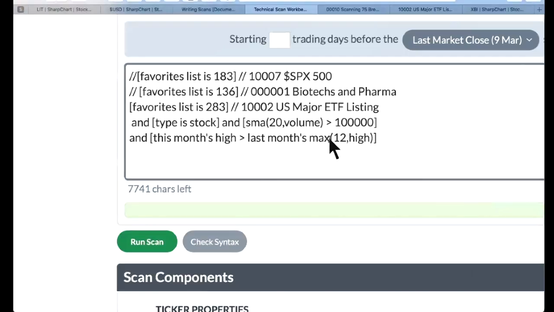By using this month's high, and not this month's current close, and the last maximum of 12 months, what you're going to find is any stock that in the first 9 days of March has broken out to a new high. It could have pulled back since then, it's still going to bring those stocks up for you. By doing this and running this scan, we can just take this information and look at an ETF list.